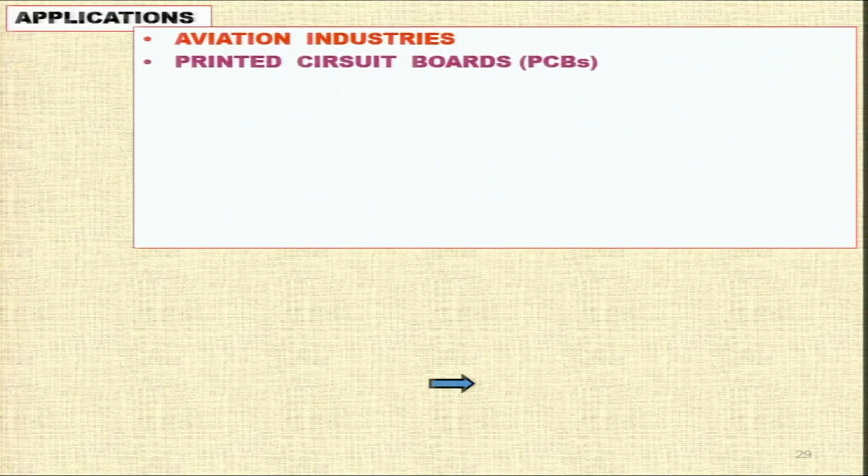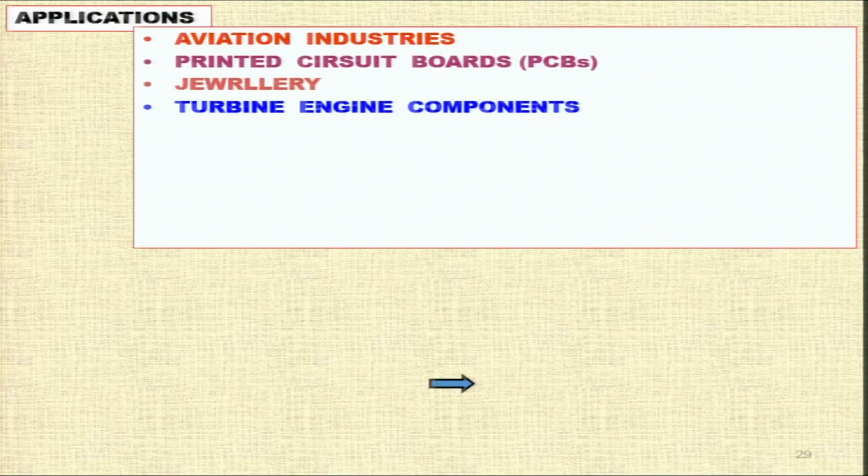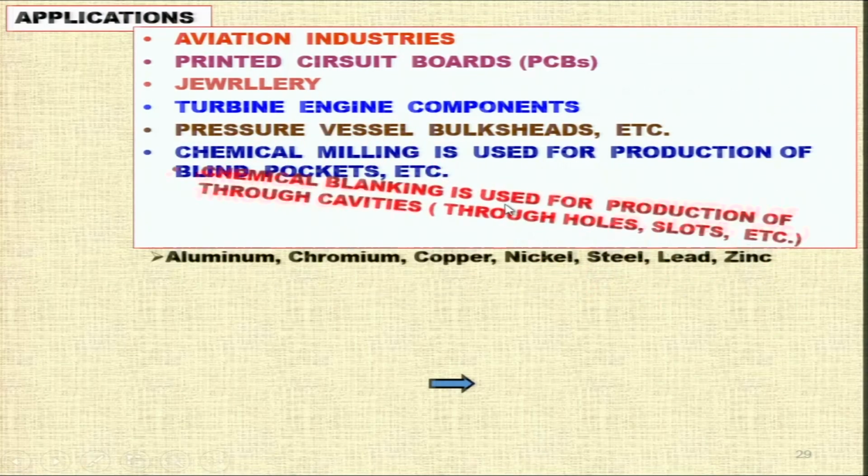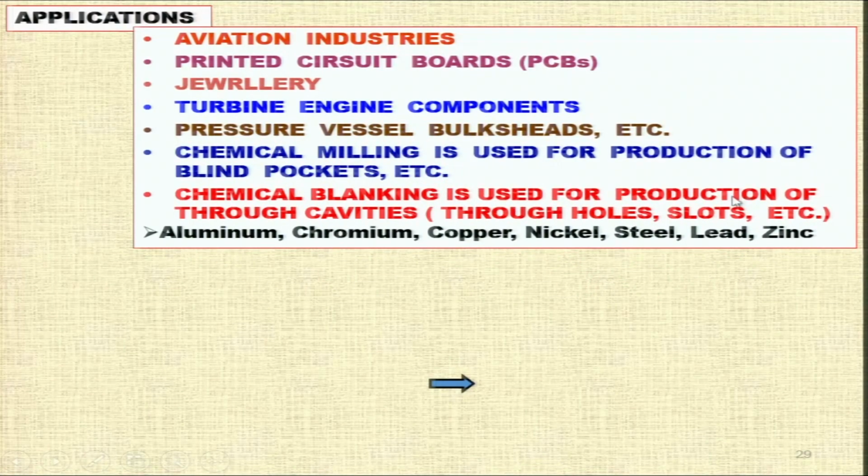Applications: aviation industries, printed circuit boards very commonly used for that, jewelry making, turbine engine components, pressure vessel, bulkheads, etc. Chemical milling is used for production of blind pockets, etc. Chemical blanking is used for production of through cavities, through holes, through slots, etc. Aluminium, chromium, copper, nickel, steel, lead, zinc, etc. can be easily machined.